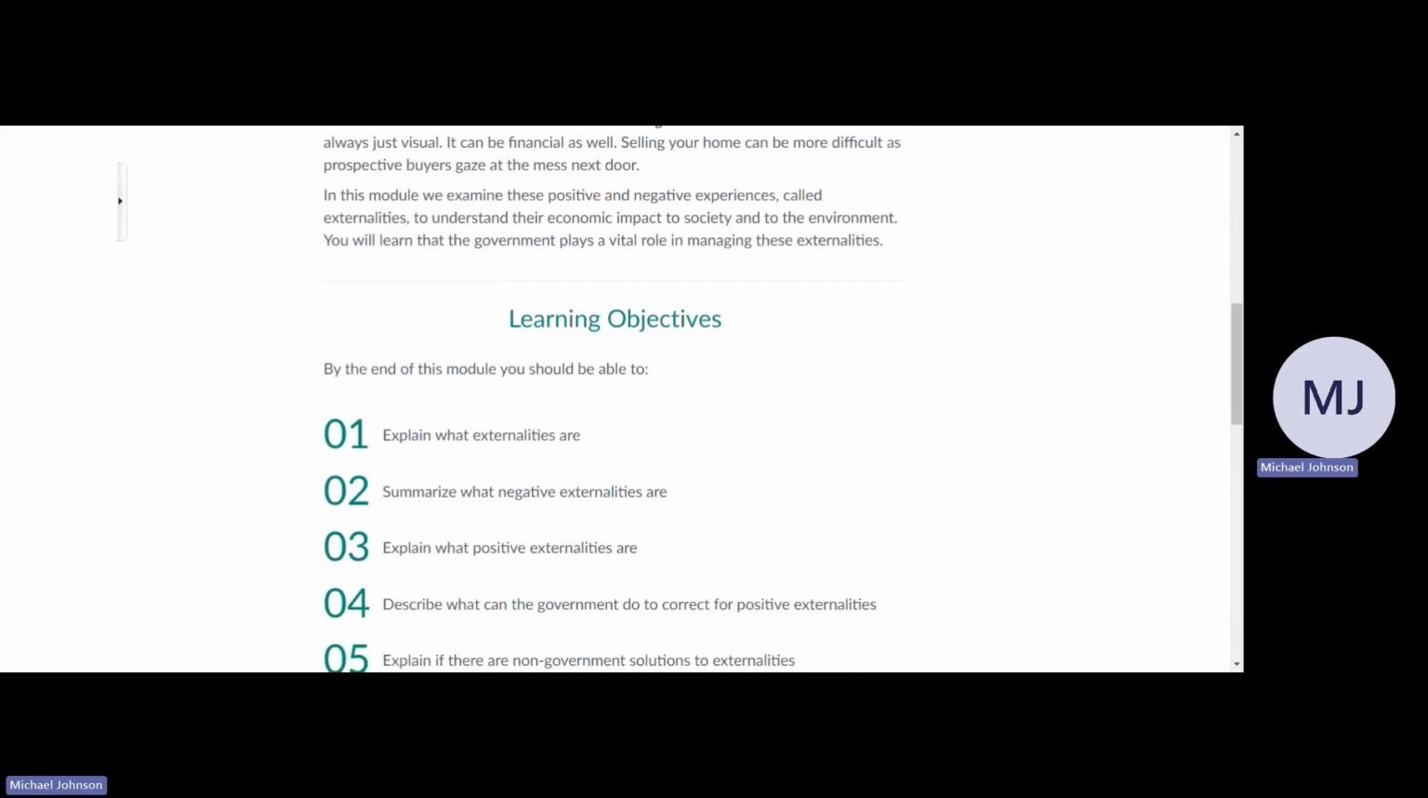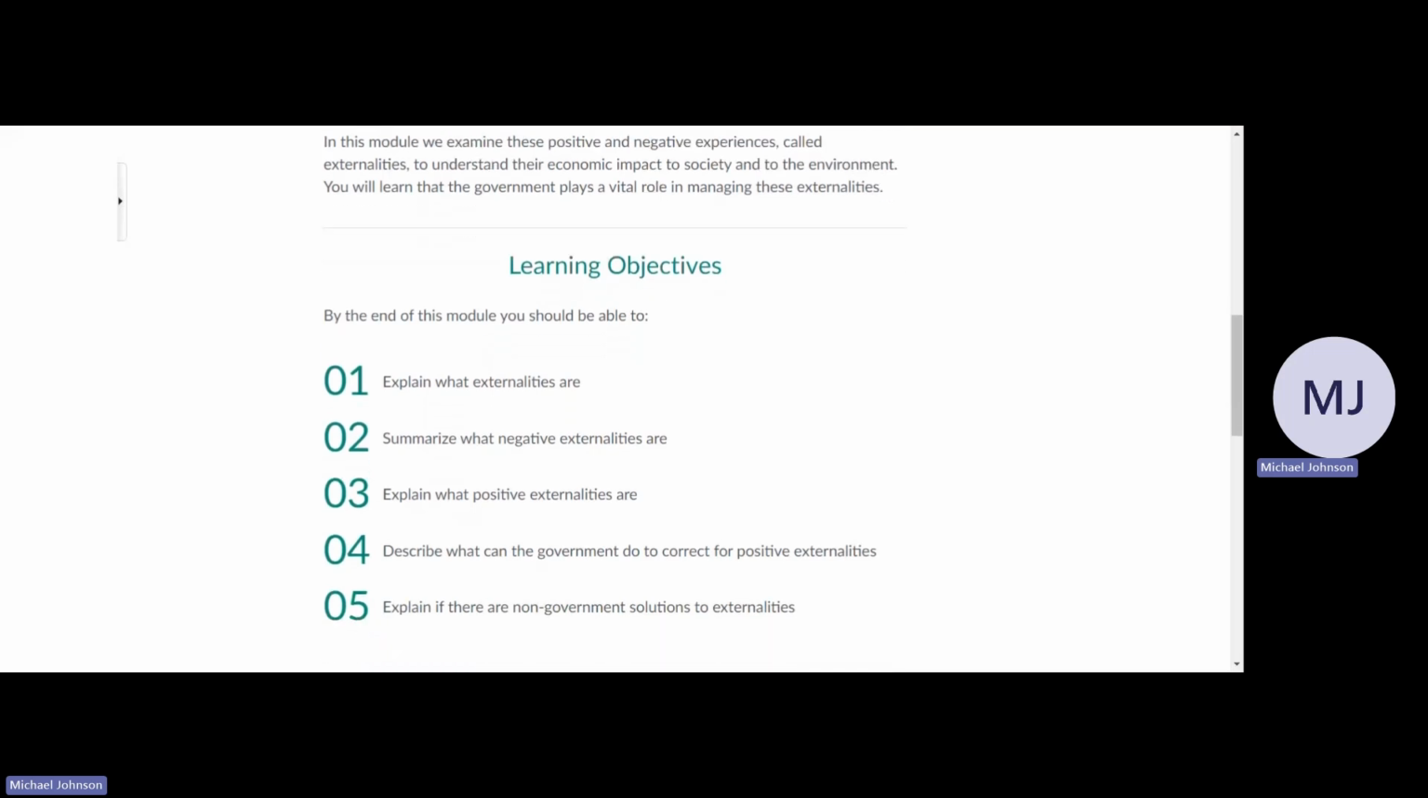So in this module, we examine these positive and negative experiences, called externalities, to understand their economic impact on society and the environment. You will learn that government plays a vital role in managing these externalities.